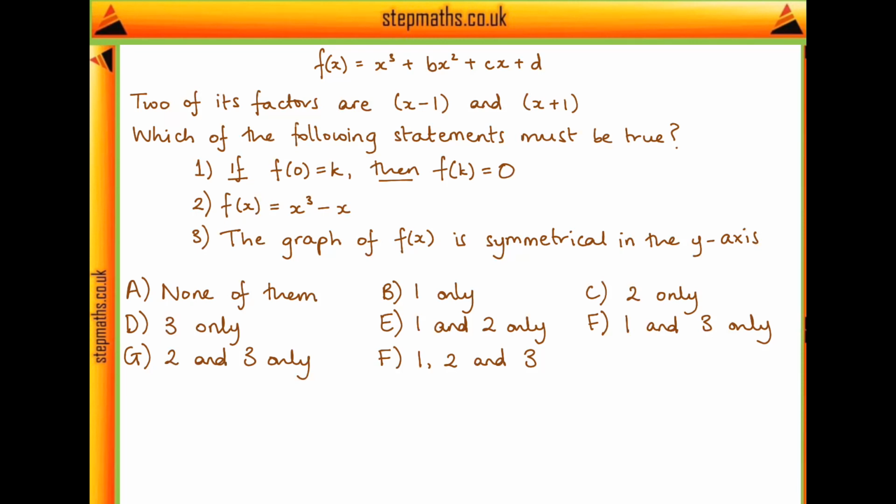Alright, so let's look at our first statement. So if f of 0 is equal to k, then f of k is equal to 0. Well, if f of k is equal to 0, then k is the root of f. So how are we going to find the roots of f? Well, we're already given two of them, right? Because we're told two of the factors. And, well, how many linear factors can a cubic have? Only 3.